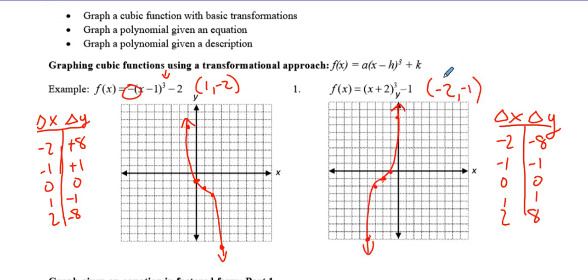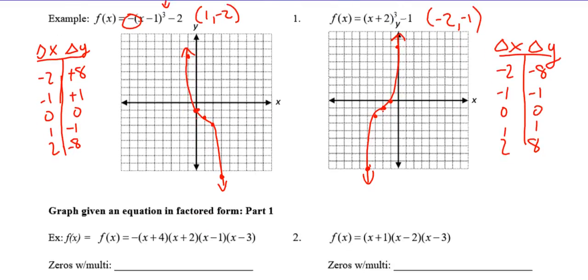Okay, and here's the answer you should have. Again, when it's inside the parentheses, when you bring it out, it's always the opposite sign. So x plus 2 becomes negative 2, negative 1. Again, your cubic motion should be the same. It's not been reflected, so that's not going to cause any changes in the values. So that's our cubic in transformational form. Alright, so just be able to do that.